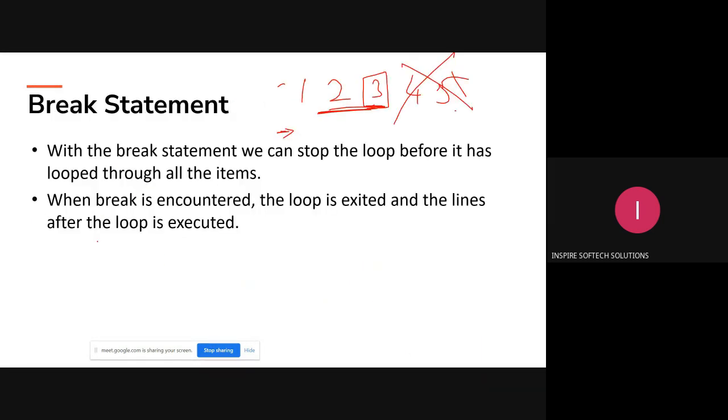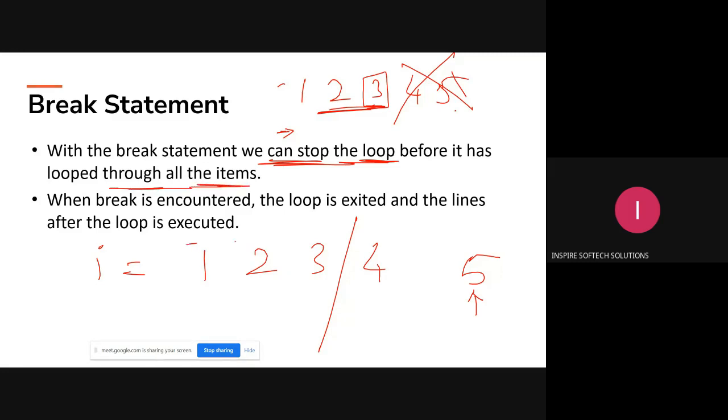With a break statement, you can stop the loop. You can stop the loop before it has looped through all the items. What are the items we have? 1, 2, 3, 4, 5 items. The I values we have are 1, 2, 3, 4, 5. But we are not able to reach the last value. We are able to break it. Before you reach the value 5, I can stop. That is point number 1.